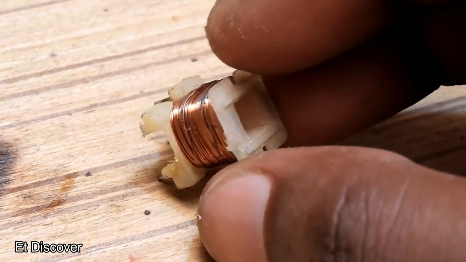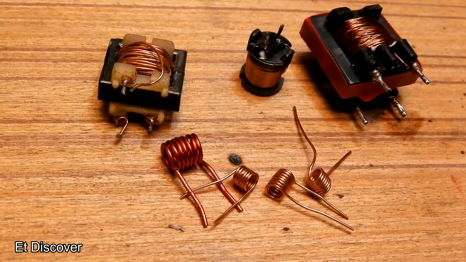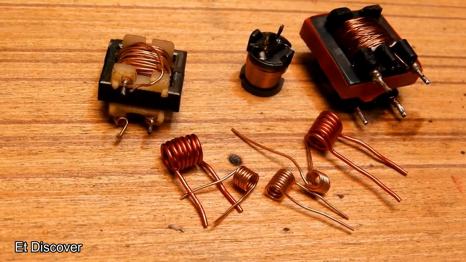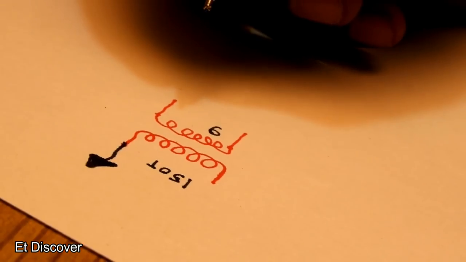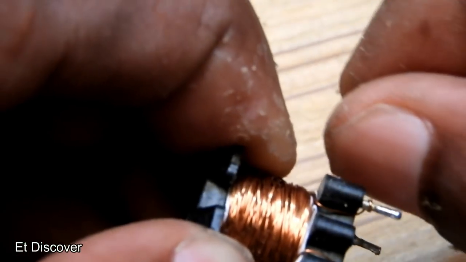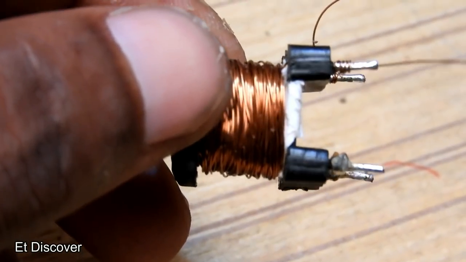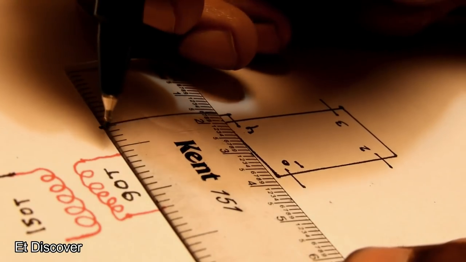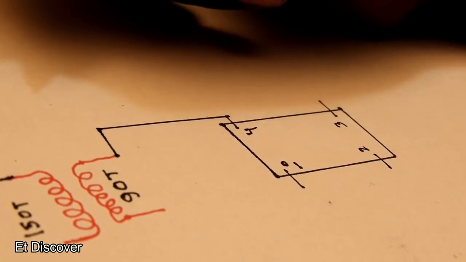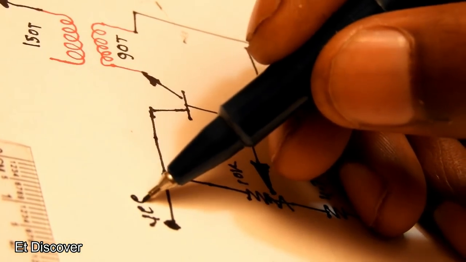This project has a major role for the inductor. This kind of inductor is required to complete this project. The primary of this transformer has 150 turns and the secondary has 10 turns. The voltage will enter the oscillator through the secondary coil of the transformer.